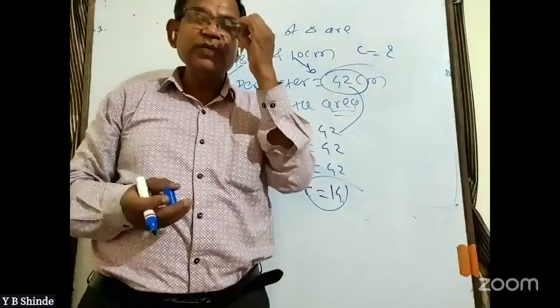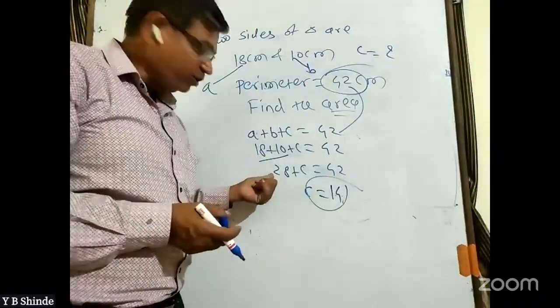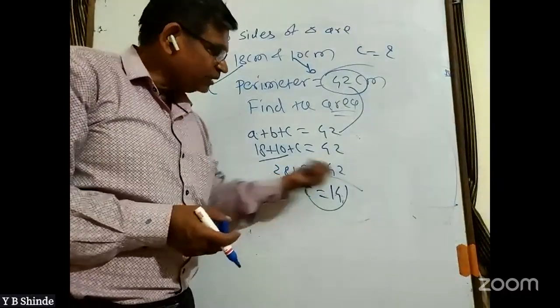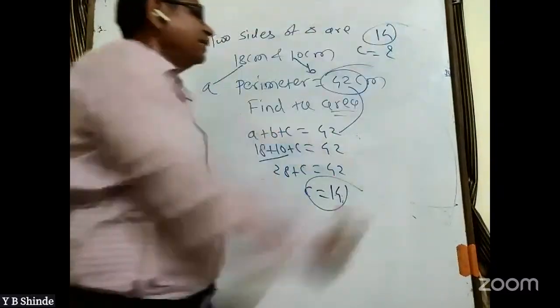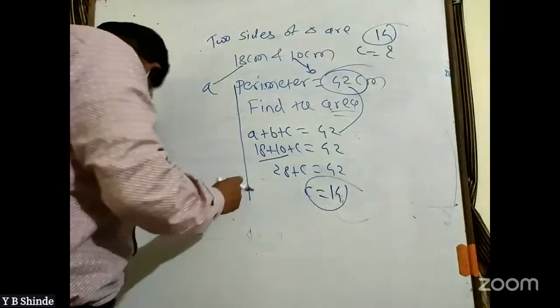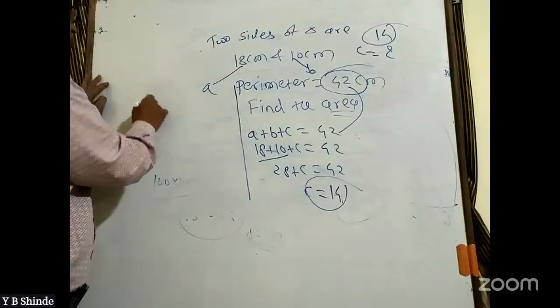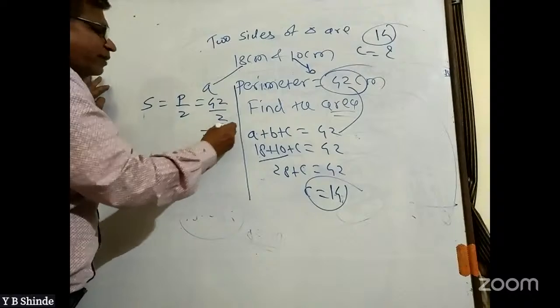For that reason, you must know the tables up to 15. 28 is in the table of 14, and so is 42. So 14 is the value. The third side is 14. And if you have the third side, what is the value of S? What is the value of S for all of you? See here. S is what? Semi-perimeter. What is the perimeter? 42 upon 2 is 21.